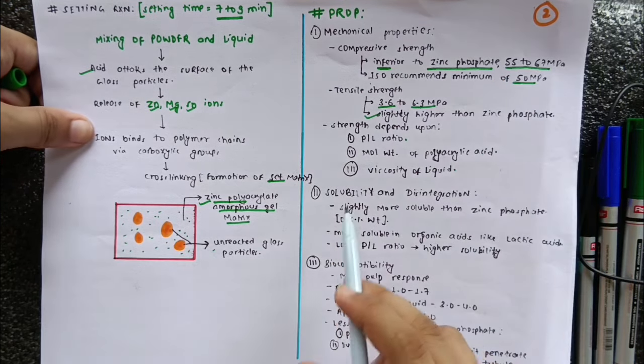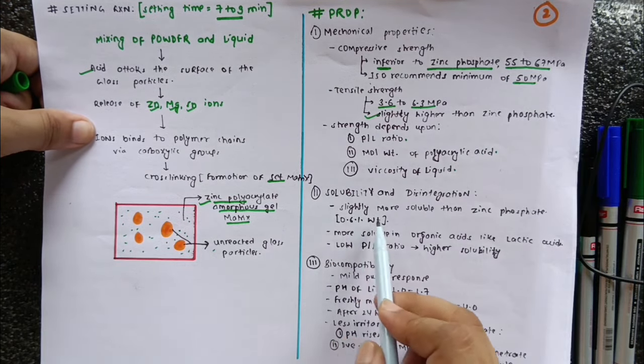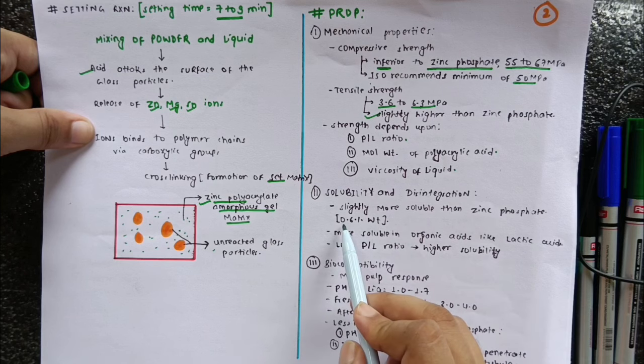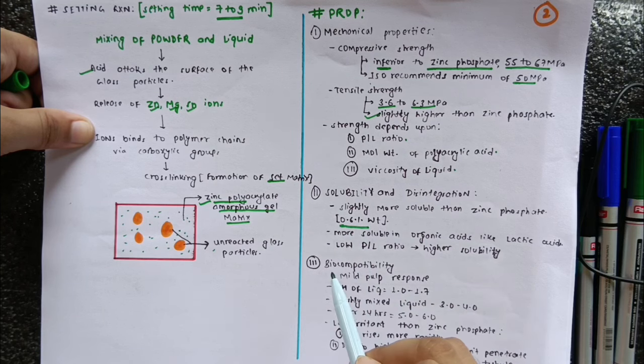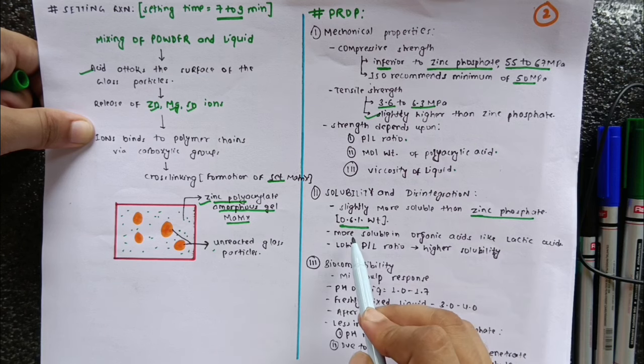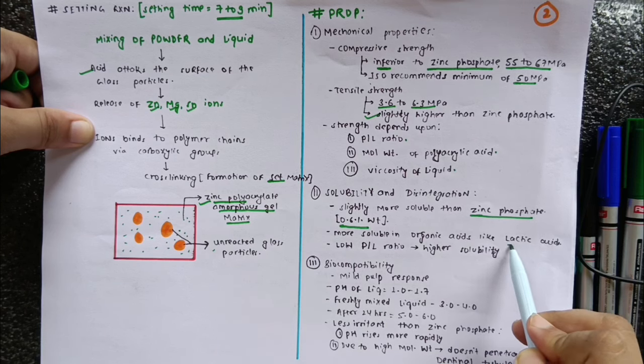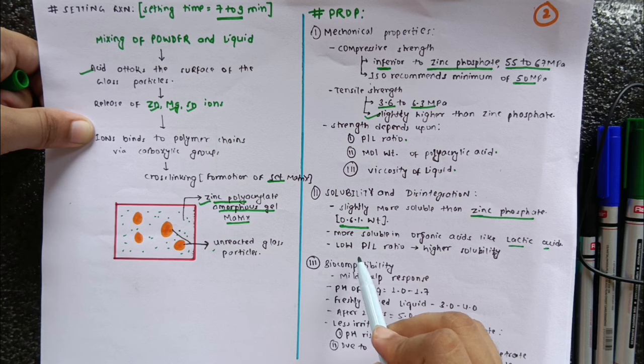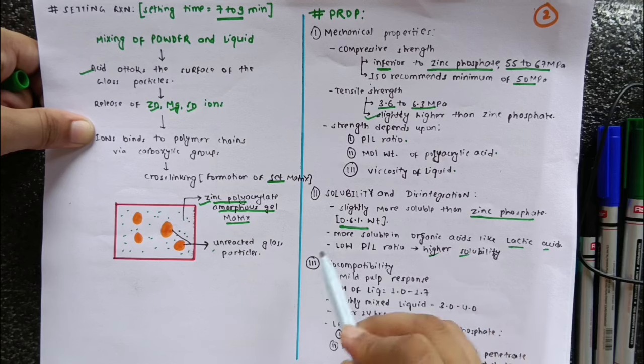After that, in the solubility and disintegration section, it is slightly more soluble than zinc phosphate, at 0.6% by weight. It is also more soluble in organic acids like lactic acid. Similarly, a low powder to liquid ratio will cause higher solubility.